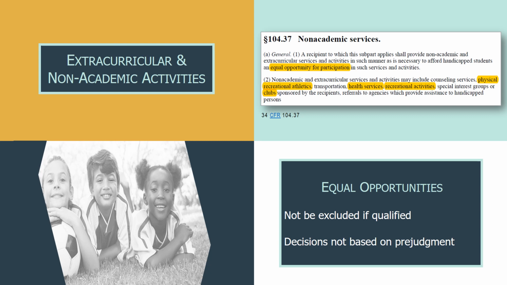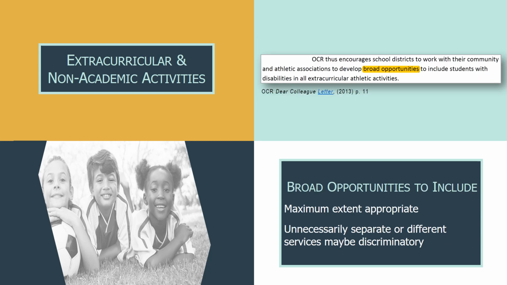An equal opportunity does not mean that schools are required to allow students with disabilities participation in activities when there is a participation criteria in place for all students. Students with disabilities must be allowed to try out, but it does not require that they make the team. The Office for Civil Rights suggests that school systems provide broad opportunities to include students with disabilities to the maximum extent appropriate.